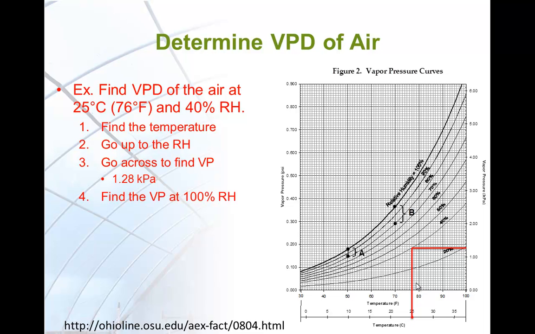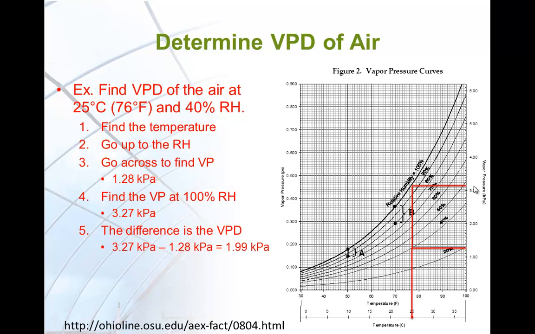Then we find the vapor pressure at 100% relative humidity at 25 degrees C. And we can find the vapor pressure of 3.27 kilopascal. Therefore, the vapor pressure difference between the two is 1.99 kilopascal. This vapor pressure deficit is in the range of 0.45 to 2.0 kilopascal. For plant growth, the VPD is in a reasonable range, therefore no dehumidification should be required.